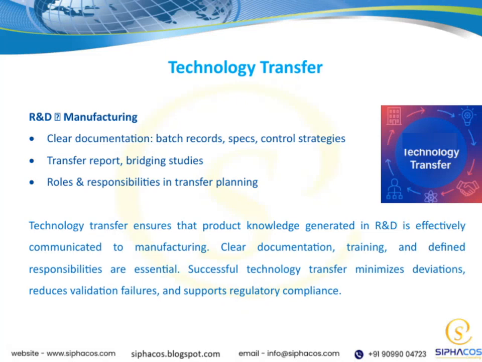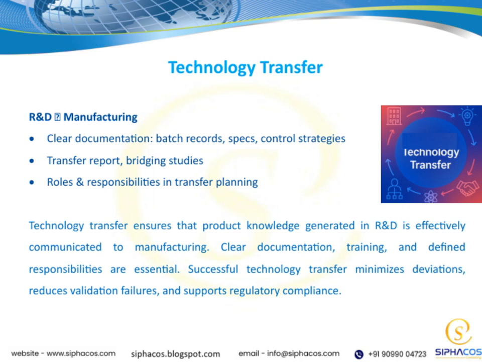Let's talk about technology transfer, which is a crucial step from R&D to manufacturing. The goal here is to ensure that all the product knowledge developed in R&D is communicated clearly and effectively to the manufacturing team. This involves thorough documentation, such as batch records, specifications, and control strategies, which serve as the foundation for a smooth transfer process. We also use transfer reports and bridging studies to confirm that the manufacturing process performs as expected when moving from development to production.